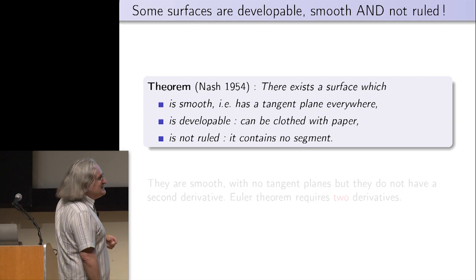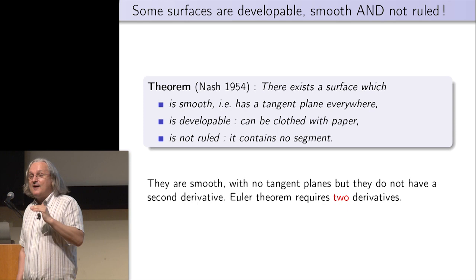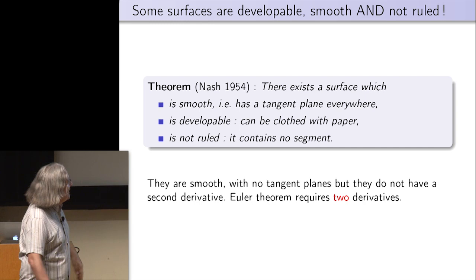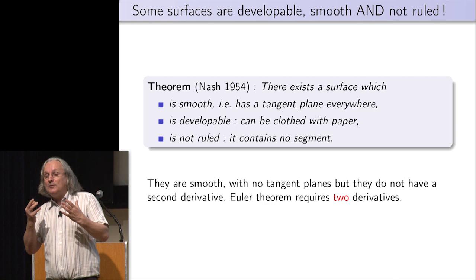You could say, why isn't that a counterexample to the theorem of Euler? And the answer is that these examples are smooth, yes, they have tangent space, they have first derivative, but they have no second derivative, they have no curvature. And the theorem of Euler requires two derivatives. So Nash is going further than Lebesgue. He gives an example of a surface which is smooth, not ruled, and developable.